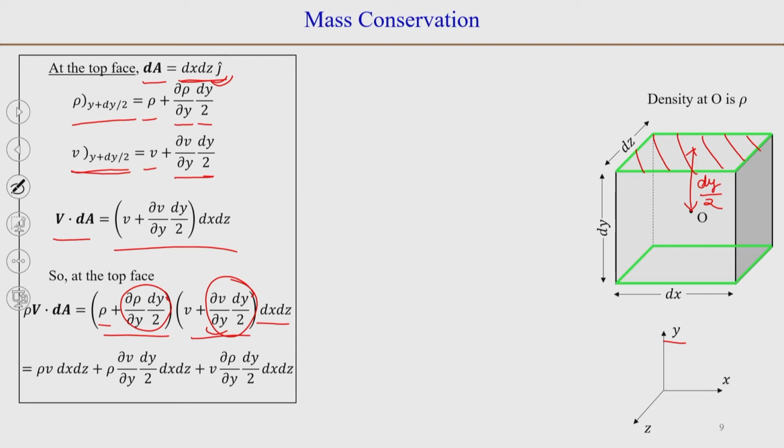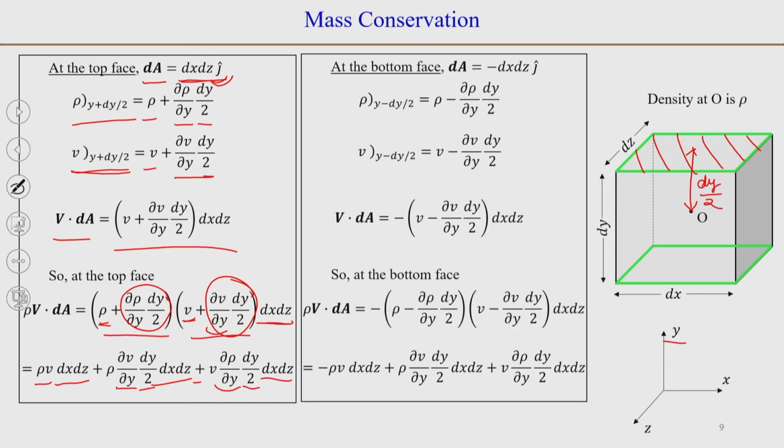The first term, which is the multiplication of the first term of both the brackets, is rho v dx dz. The next term is rho multiplied by ∂v/∂y into dy by 2, multiplied by area dx dz, and the third term will be v multiplied by ∂rho/∂y into dy by 2, multiplied by area dx dz. Okay.